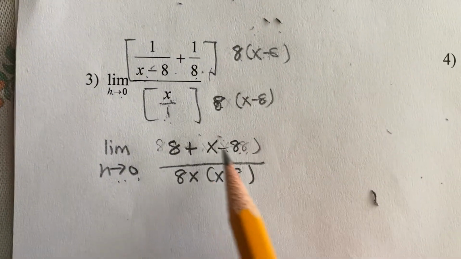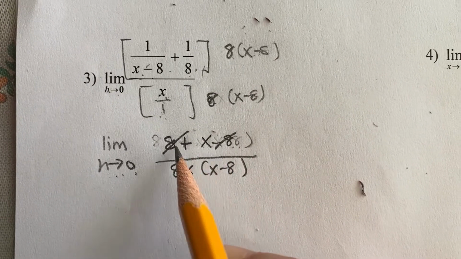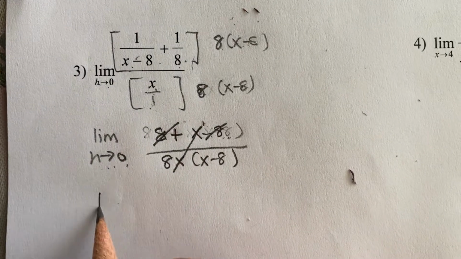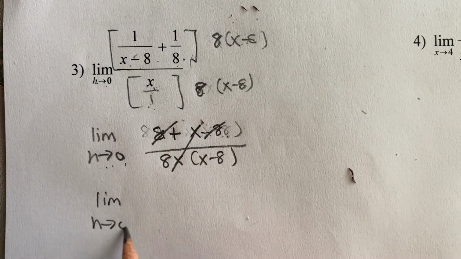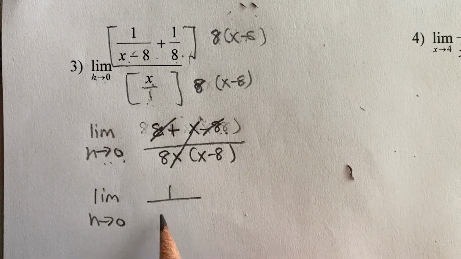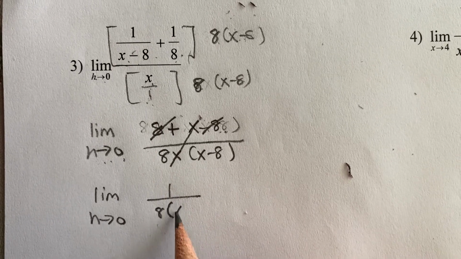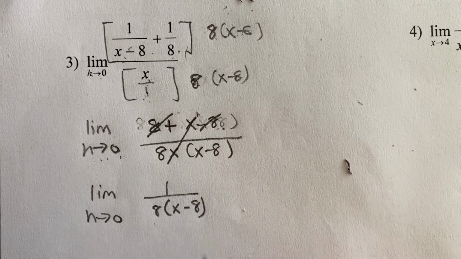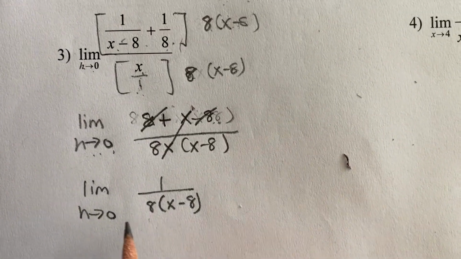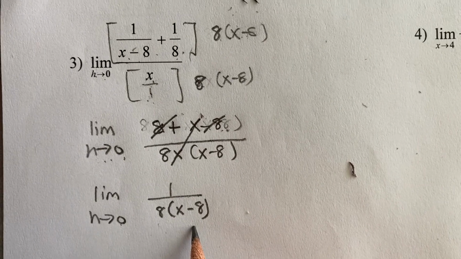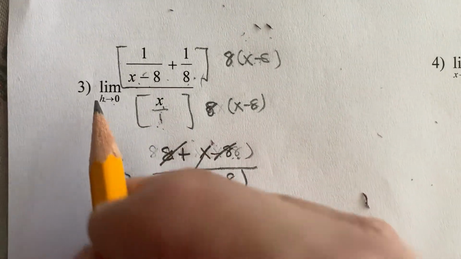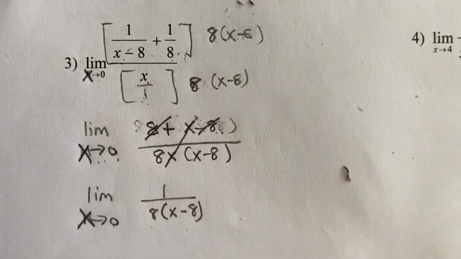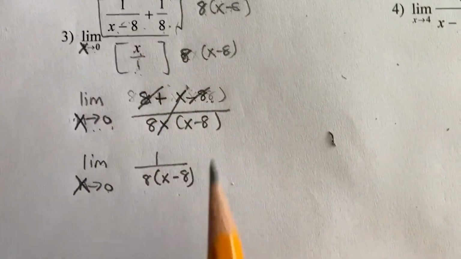Okay. All right, now these guys are going to cancel out, right? 8 minus 8 is just 0. These x's will also disappear. And what I'm left with is the limit as h approaches 0 of 1 over 8 times x minus 8. Okay? Now, if you plug in h as 0, actually, this is a little typo. Actually, this should be an x right here. There should be an x. Okay? These variables should match.